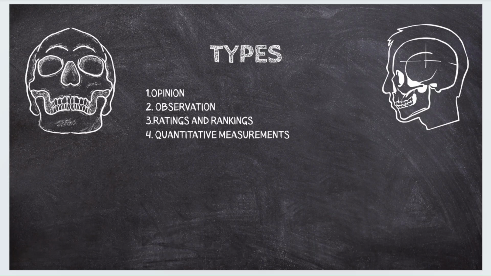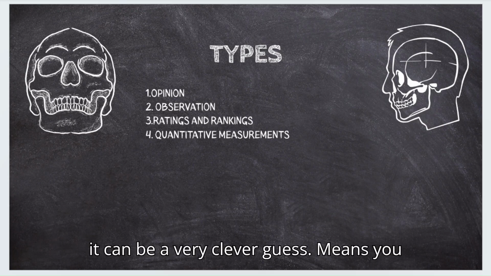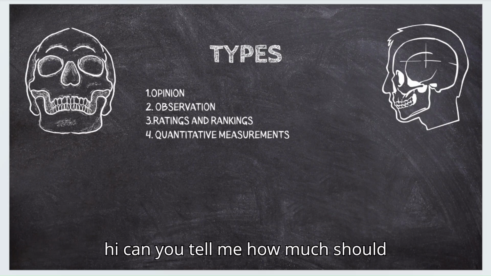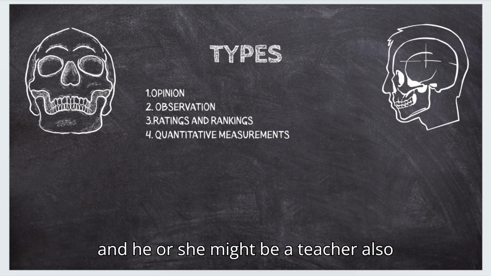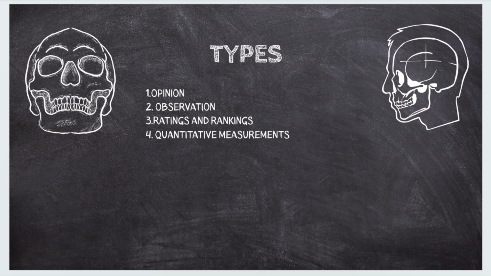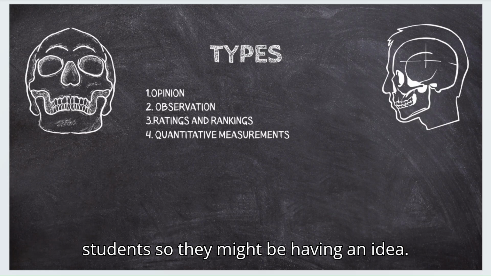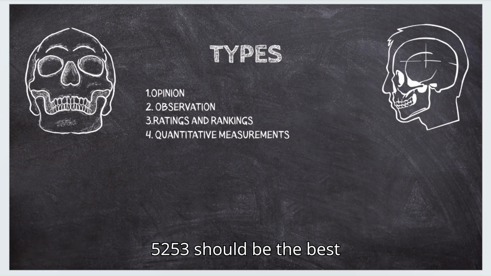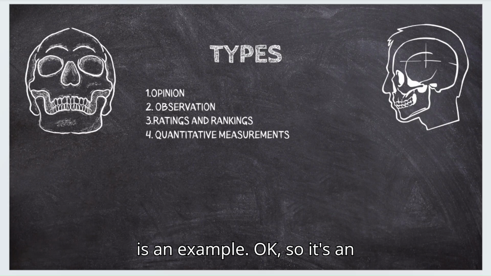First is opinion. Opinion is the crudest means; it can be a very clever guess. Means you are going and asking someone, hi, can you tell me how much should be the height of a class 10 student? And he or she might be a teacher who must be teaching those class 10 students, so they might have an idea. So they say, in my opinion, around 5 to 5'3" should be the best height for class 10 students. This is an example, okay?